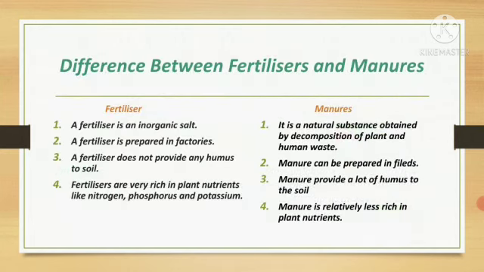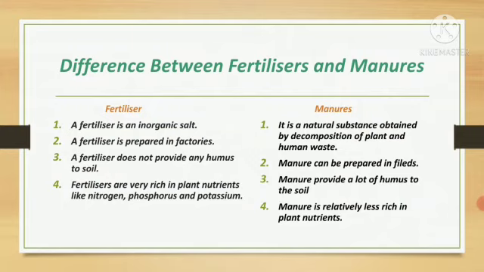So students, as we have discussed fertilizers and manures, now we will discuss the difference between fertilizers and manures. First, a fertilizer is an inorganic salt and manure is a natural substance obtained by the decomposition of plant and animal waste. Second, a fertilizer is prepared in factories and manure can be prepared in fields.